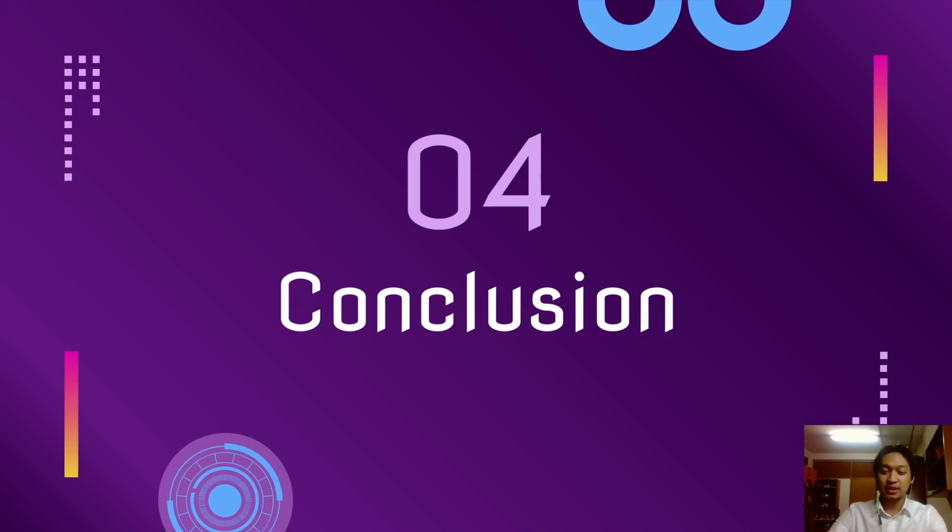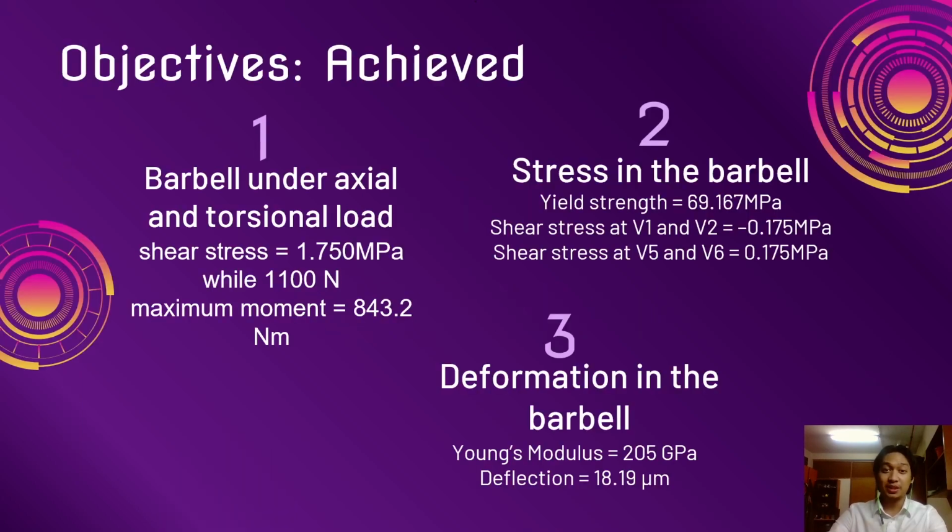In conclusion, as a group, we were able to achieve the objectives, which were the 3 LOs. First, in the analysis of the barbell under axial and torsional load, it was concluded that the bar experienced a shear stress of 1.75 megapascals while under a load of 1,100 newtons. It is also seen that the maximum moment of the barbell was 843.2 newton meters.